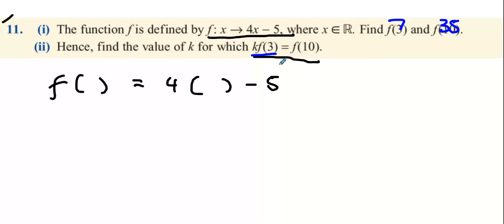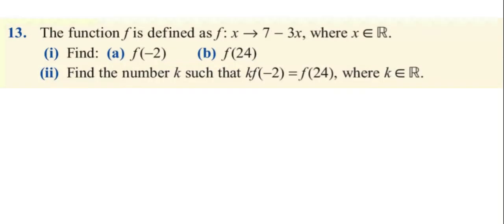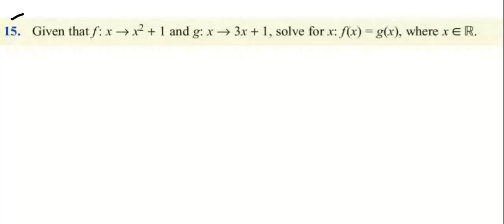What's k times f3? See the way it says k f3? See the way there's nothing in between the k and the f? Yeah? That means you're multiplying. So k multiplied by the answer for f3 is 7k. 7k equals, what does k equal? All right. We good? Move on.